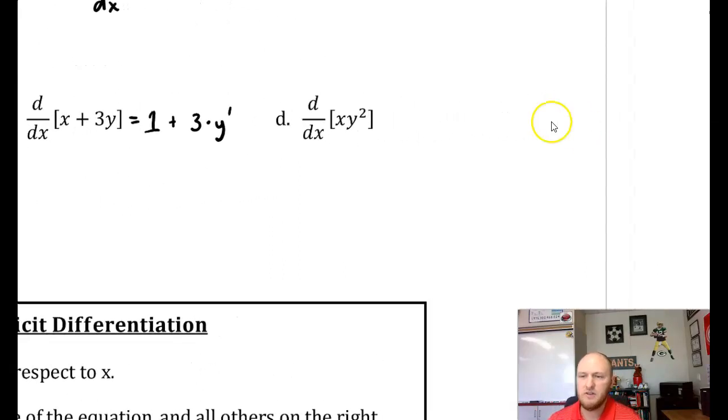D, the derivative of x y squared. Oh, here's essentially having two functions. I have x, that's one function, and I have y squared, that is another function. So I have to go ahead and use product rule here. This one requires product rule.